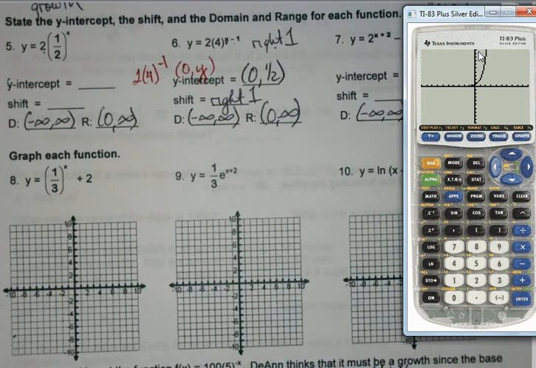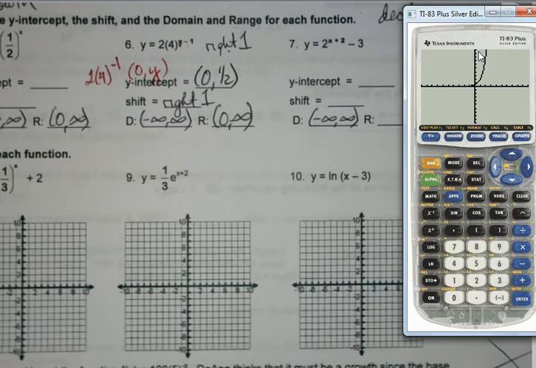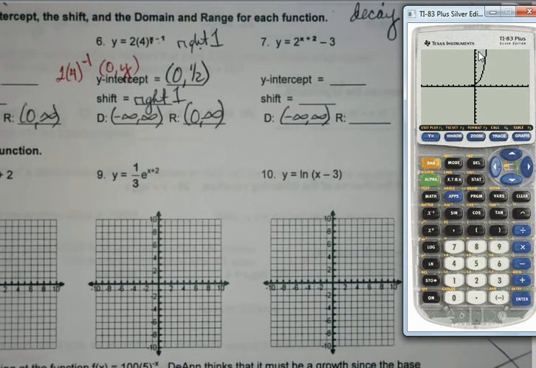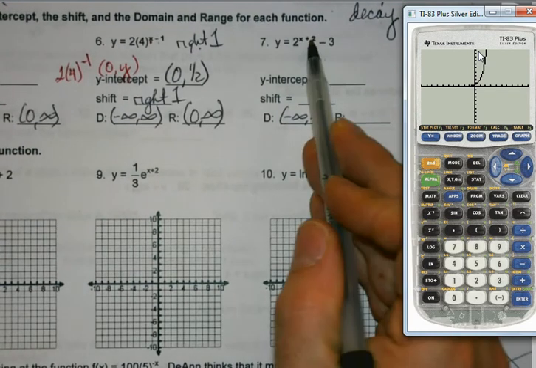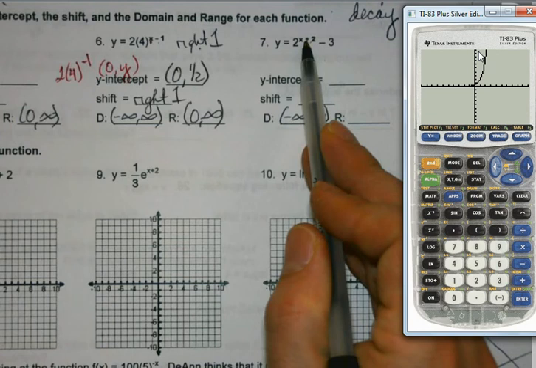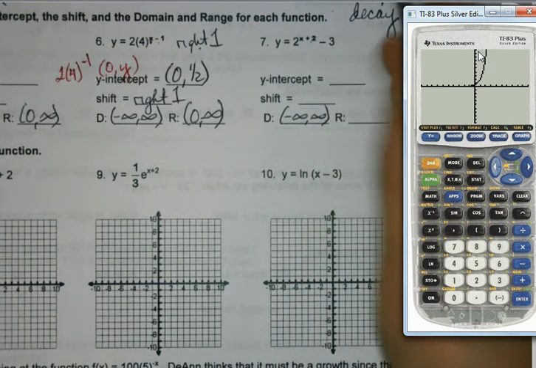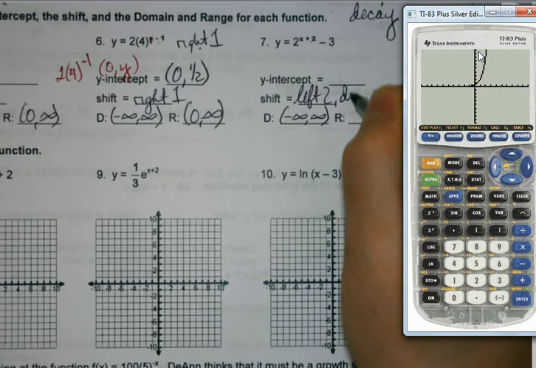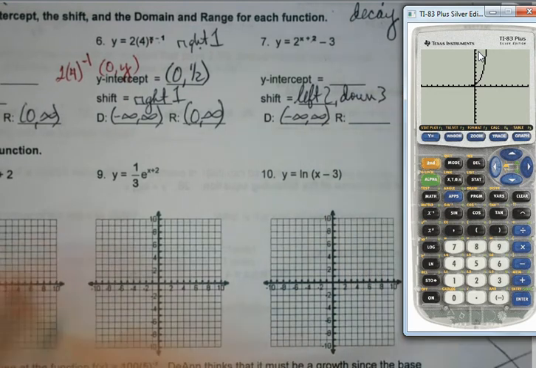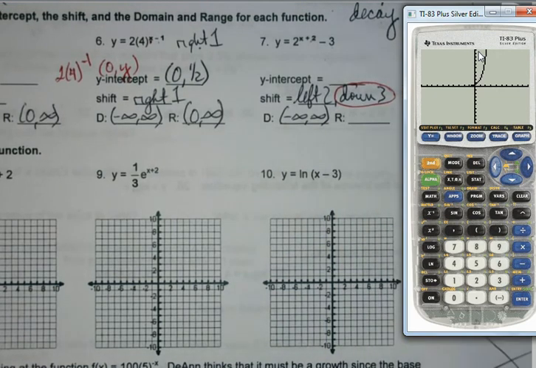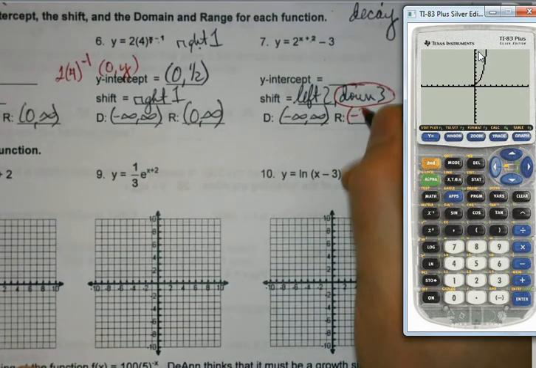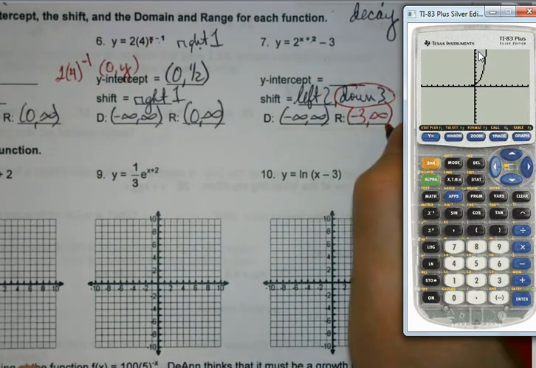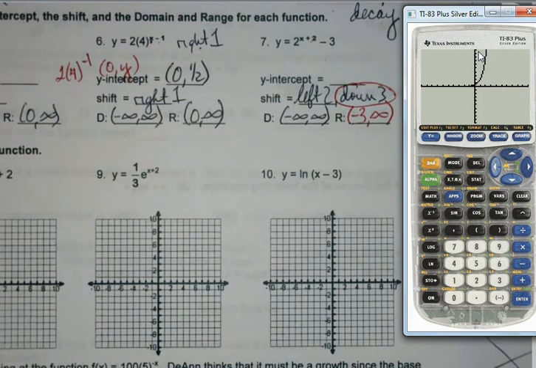But if I use that same theory here with number 7, what are my two shifts in number 7? Down 3 and left 2. Okay, so left 2 and down 3. That down 3 affects my range because now instead of at 0, it slid down 3, and that would change my range.